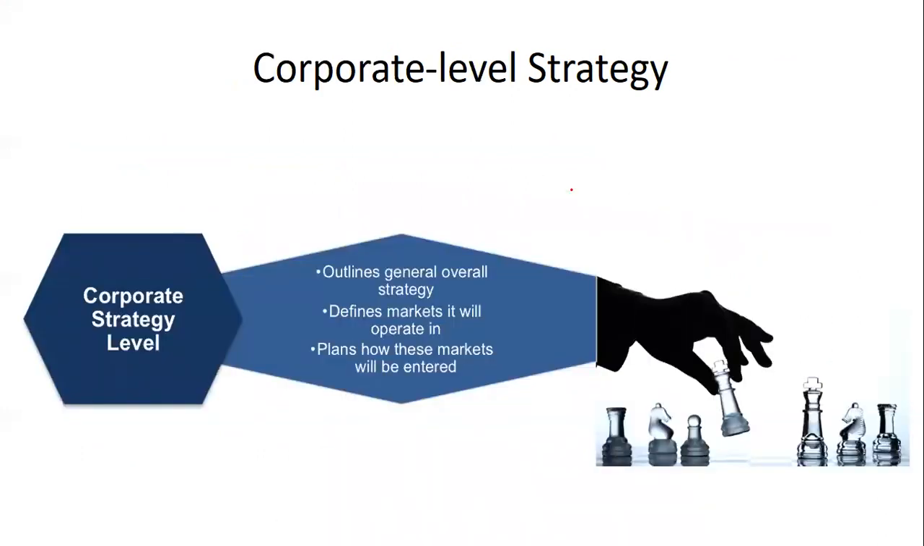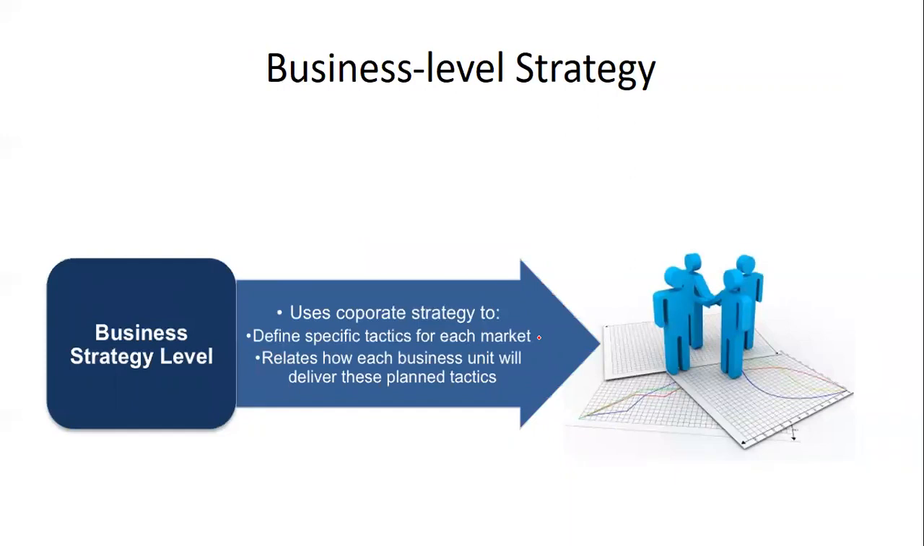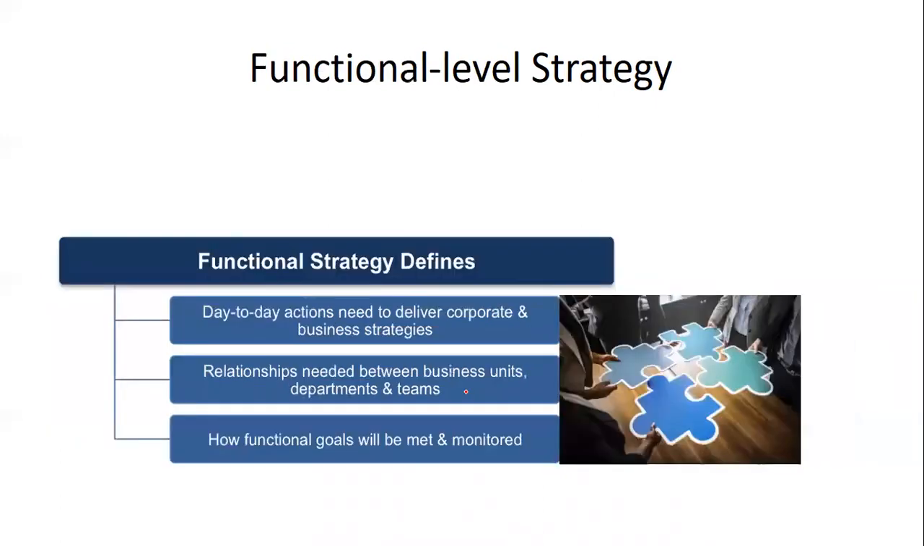Now, corporate level strategy is basically the outline of the overall strategy. It defines the markets and plans the markets to be entered. Then we have business level strategy, which uses the corporate strategy and defines the tactics, relating to how the business unit can be planned with different tactics. And functional level strategy is about day-to-day needs. It is a relation between the business units or the functional goals which can be met. So these are all taken under.